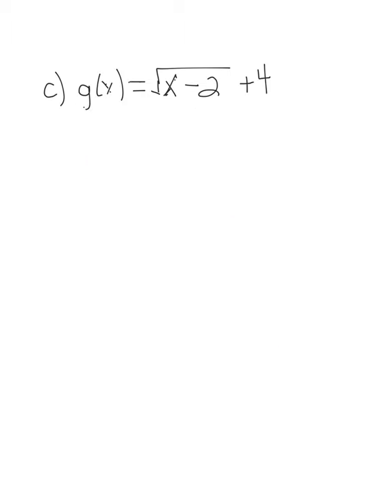The third and final example that I'm going to be going through today is g of x is equal to the square root of (x minus 2) plus 4. So right away, I can tell that my base function is f of x is equal to the square root of x. Again, I have no base functions other than the square root of x that have a square root in them. The first thing that I'm going to be noticing is right here, this negative 2.